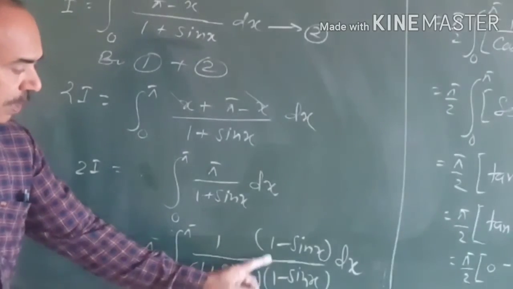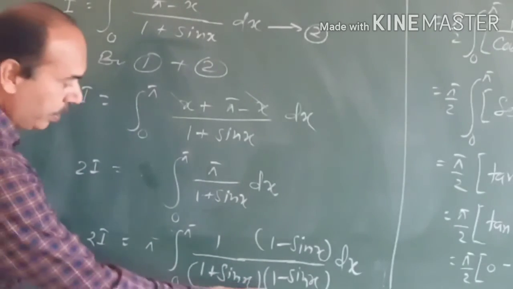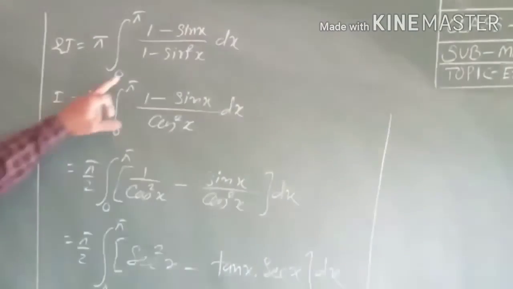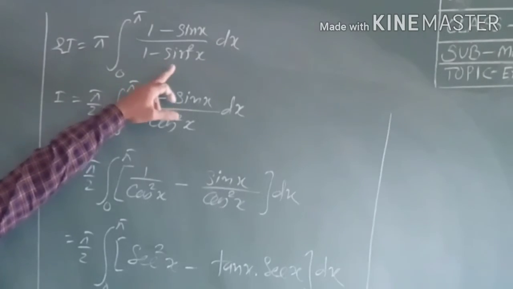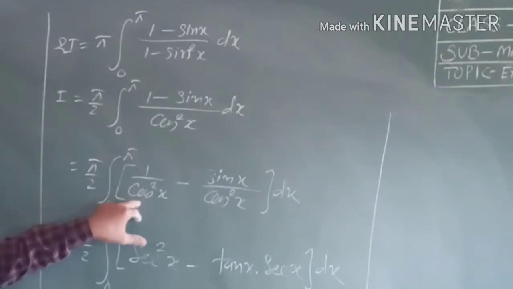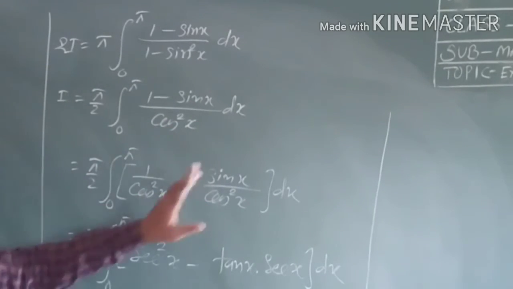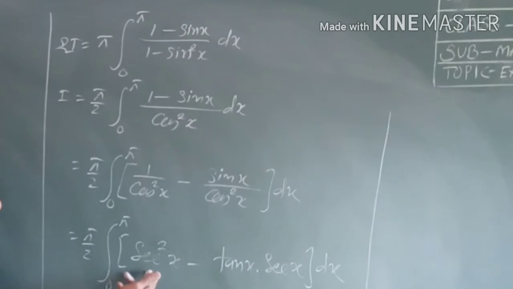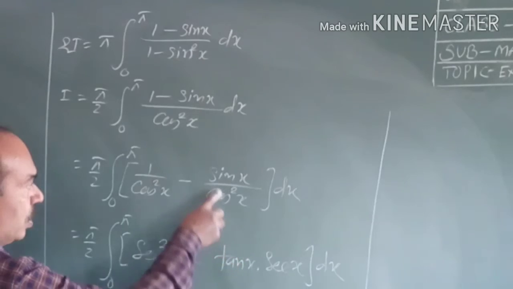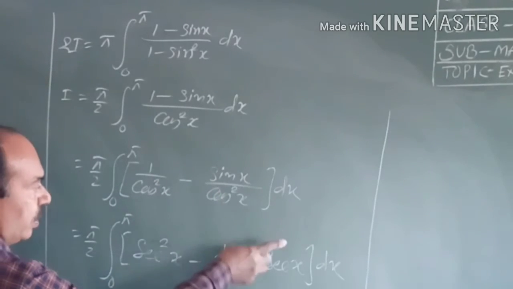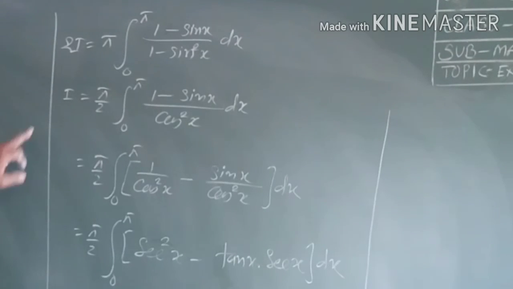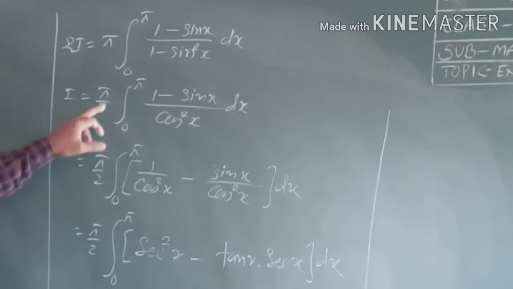It means multiply and divide by 1 minus sin x. Here in the denominator, 1 plus sin x and 1 minus sin x give 1 minus sin square x. So 1 minus sin x upon 1 minus sin square x, and 1 minus sin square x is cos square x. Now separate both terms: 1 divided by cos square x, and sin x also divided by cos square x. So 1 upon cos square is sec square, and sin x upon cos square is sin x upon cos x into cos x. So sin x upon cos x is tan x, and 1 by cos x remaining is sec x. And here this 2 is divided by this 2, so it will be pi by 2.